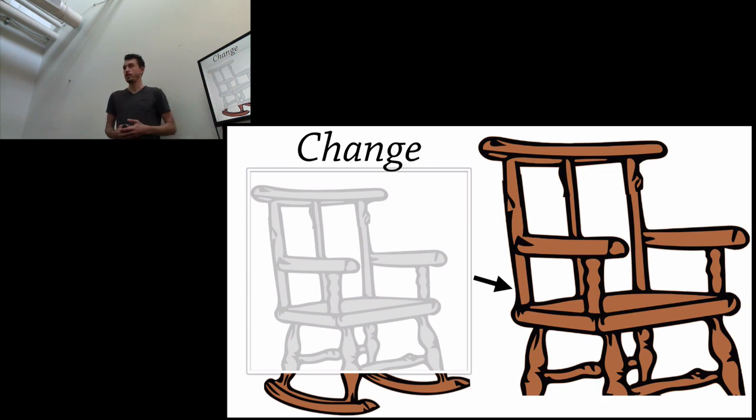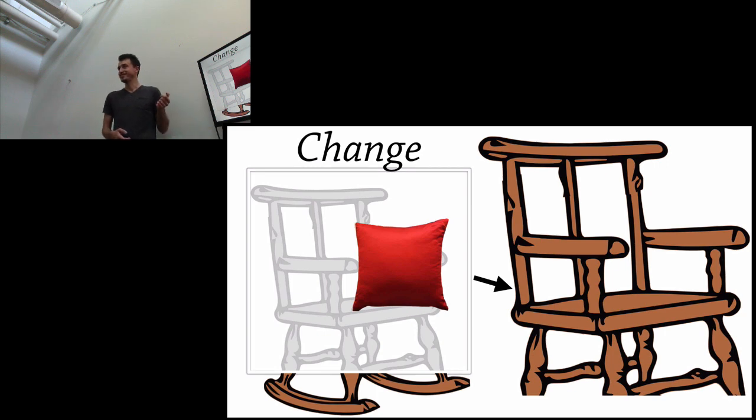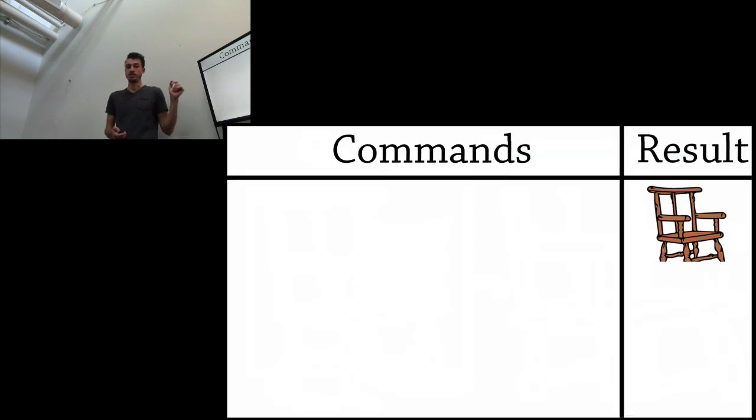And notice that your chair was not changed. I can do whatever I want. I can put a pillow. So this is, notice that we're describing objects in terms of their differences to other objects.